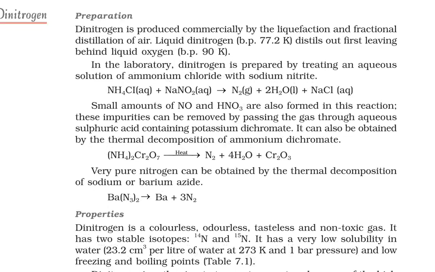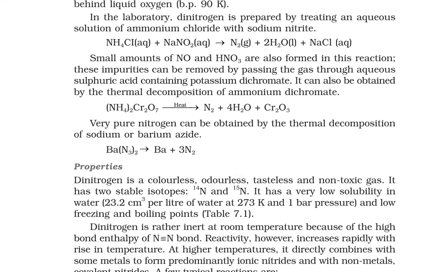In the laboratory, dinitrogen is prepared by treating an aqueous solution of ammonium chloride with sodium nitrite. The reaction is given: NH4Cl plus NaNO2 will give N2 plus 2H2O and NaCl. Small amount of NO and HNO3 are also formed in this reaction. These impurities can be removed by passing the gas through aqueous sulfuric acid containing potassium dichromate.